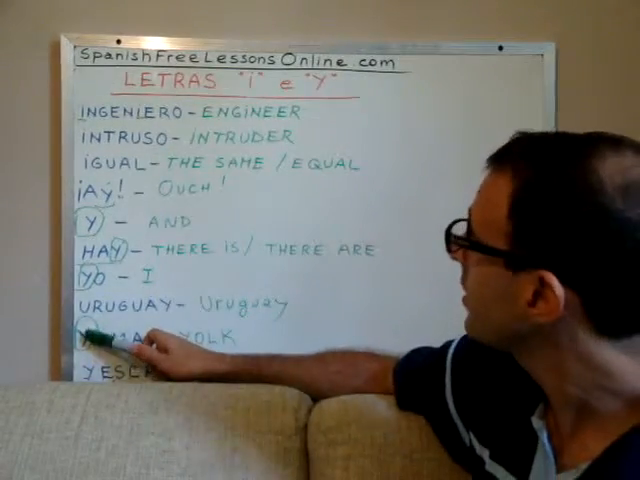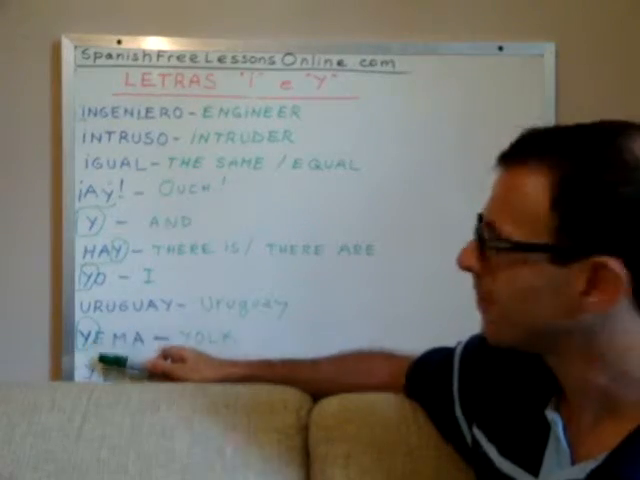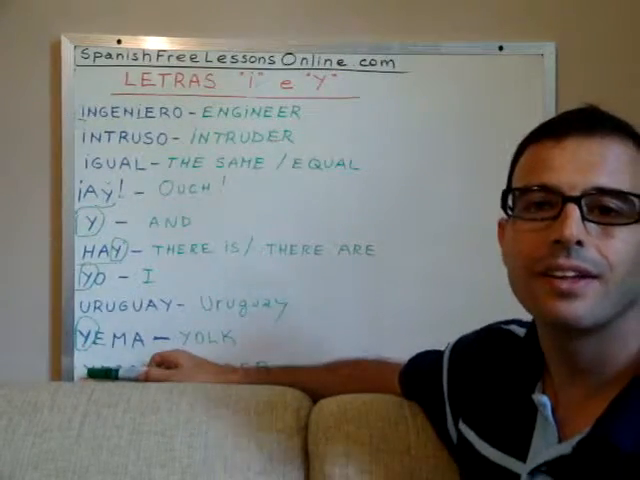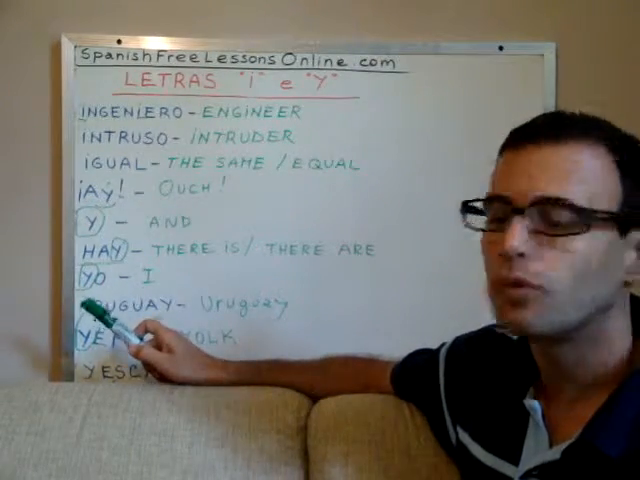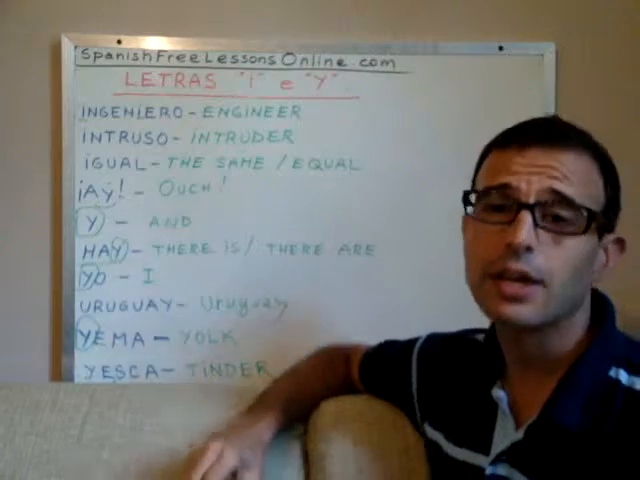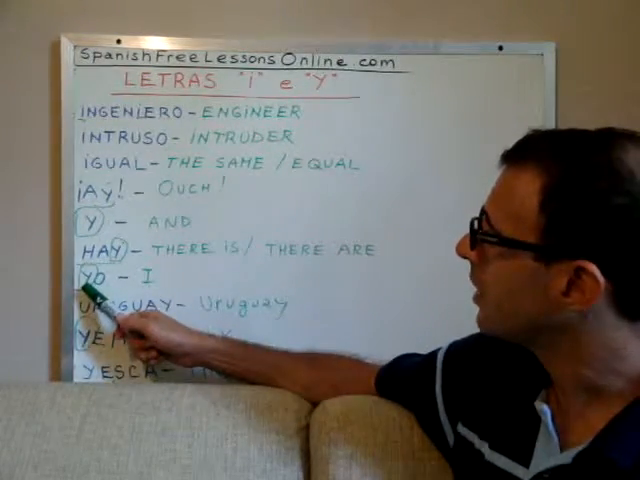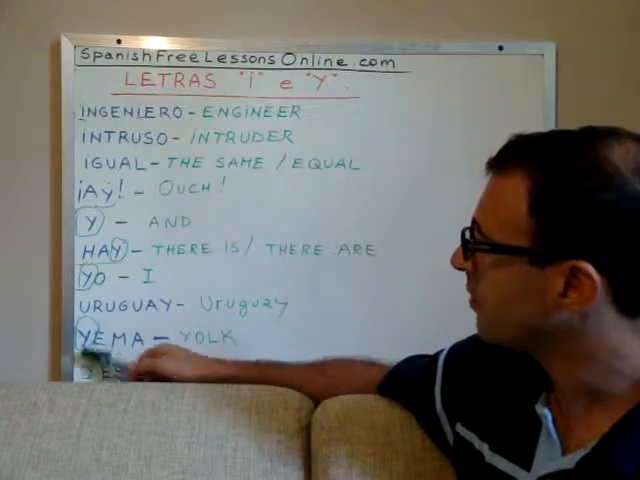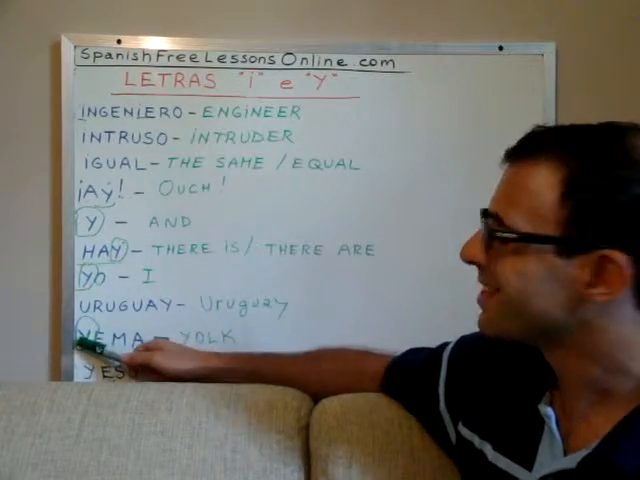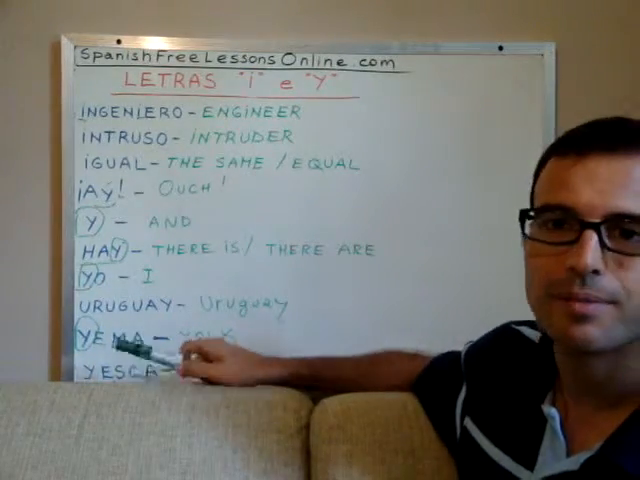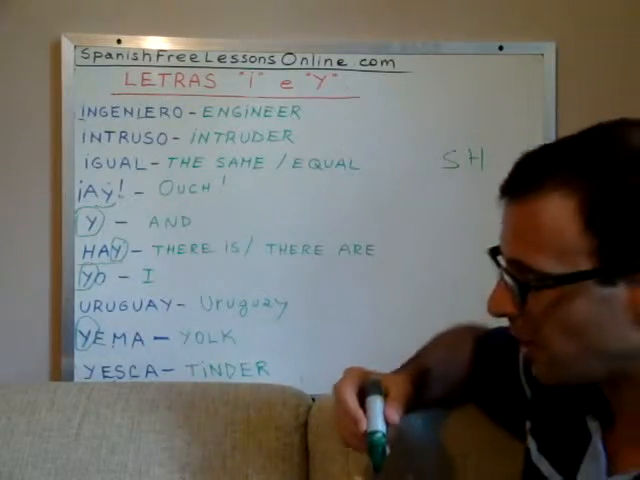Okay, so it's not this E sound. It's not iema, it's yema. It's not iesca, it's yesca. It's not io, it's yo, right? In Argentina and Uruguay, those two countries, this case of the Y is pronounced sh. Okay, so this would be sho, shema, and shesca, right? Similar to the English sh. Okay.